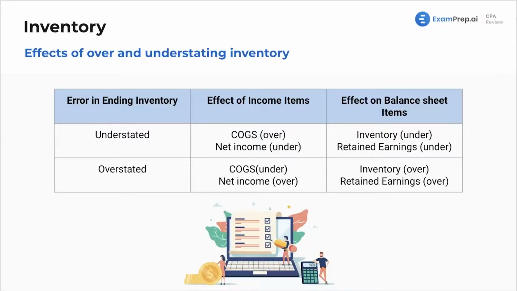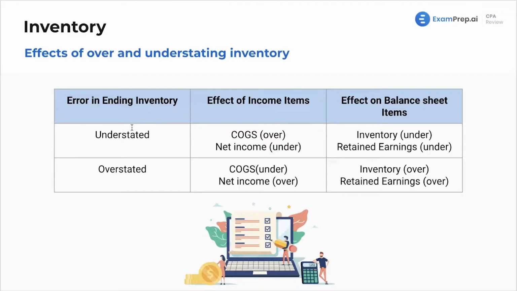Now, this is important. This is something you might see in a bunch of questions. So, the effect of over and understating inventory. If you have an error in ending inventory, and these will be through LIFO, FIFO, weighted average, all that, if inventory is understated, well, what's going to happen? Income items, well, cost of goods sold is going to be overstated, right?